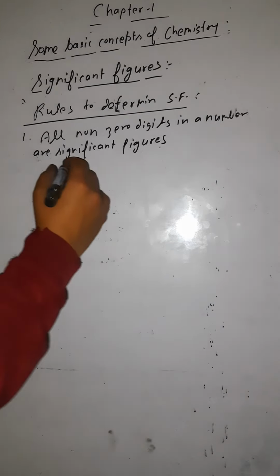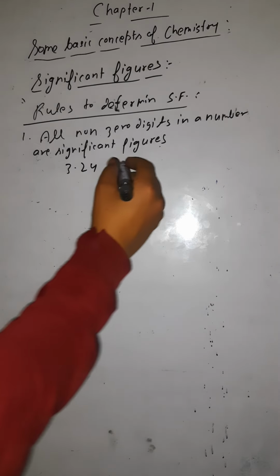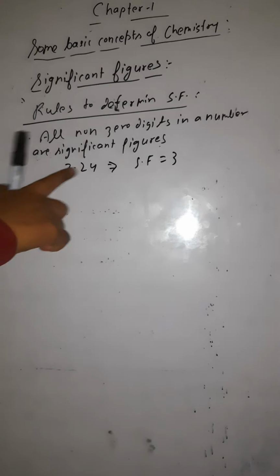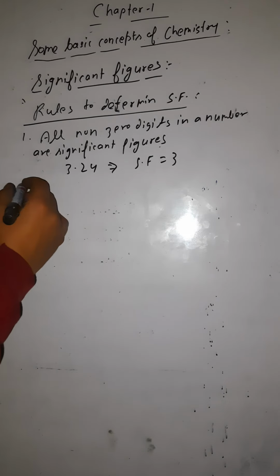Let's say I'm writing 3.24. So how many non-zero digits are here? 1, 2, 3. So there are 3 significant figures here, because 3 non-zero digits are there. So this is the first rule, which means all non-zero digits would be counted as significant figures. Let's move to the second rule.